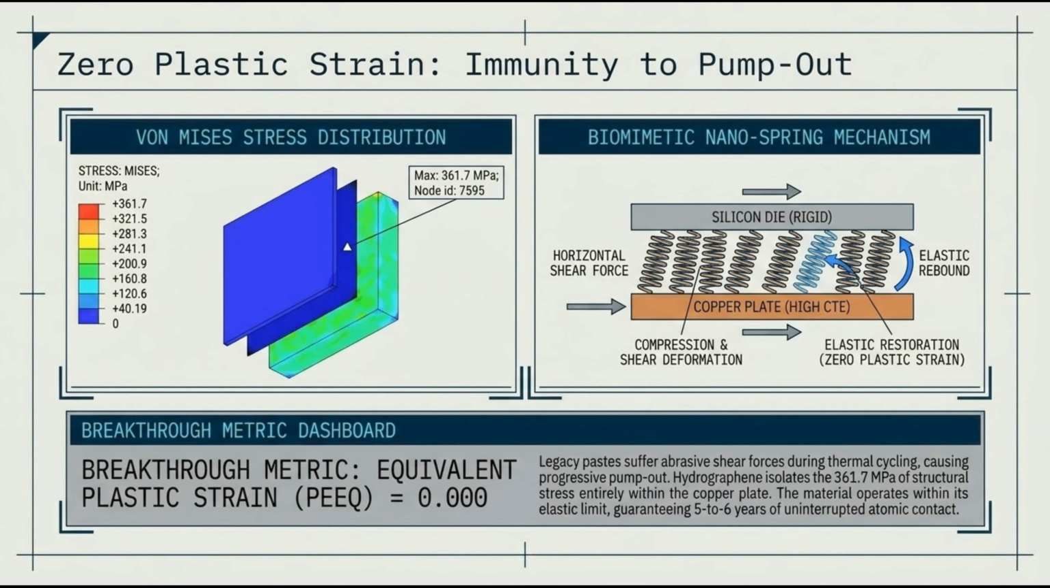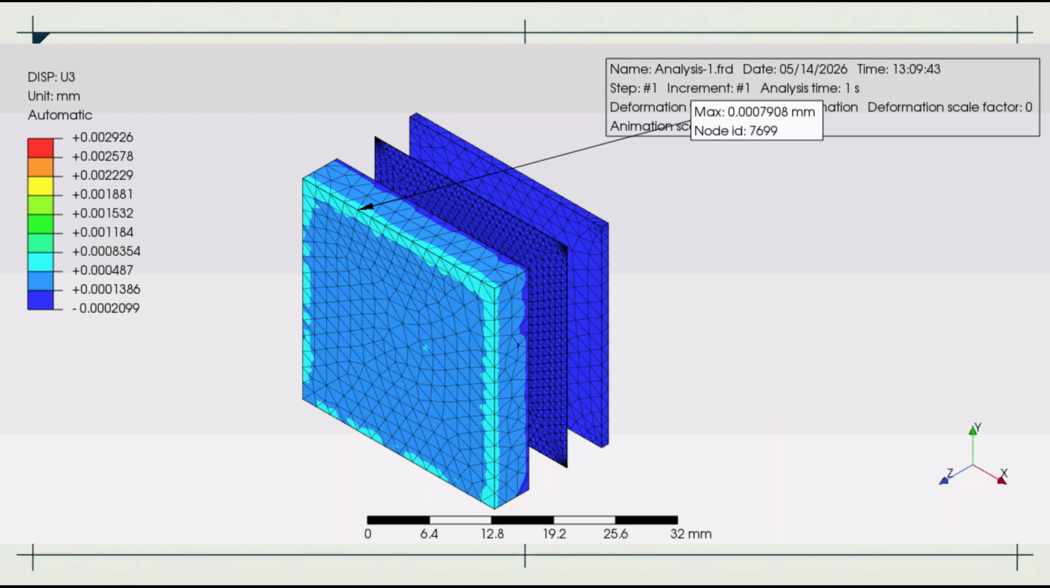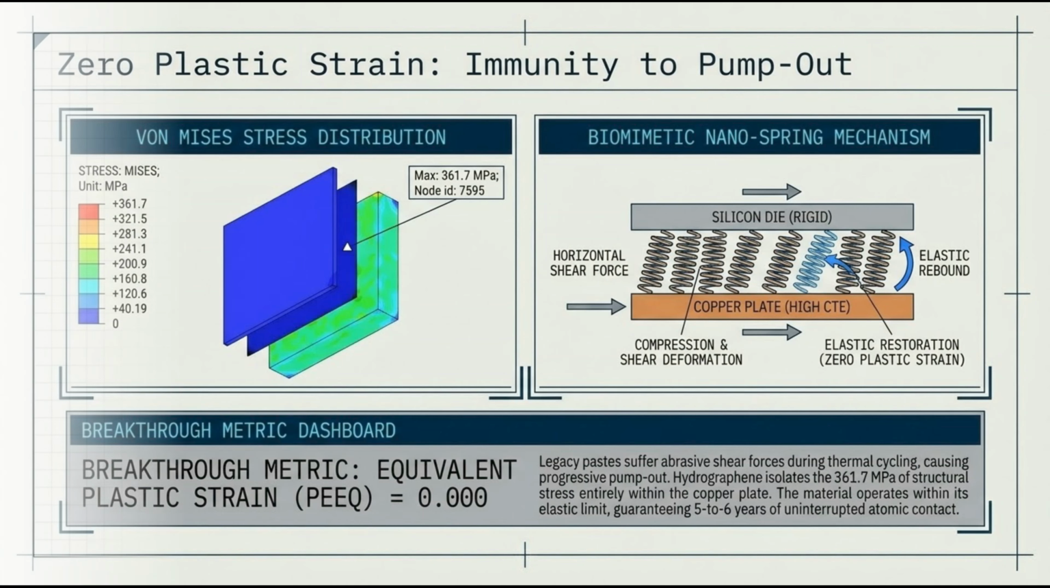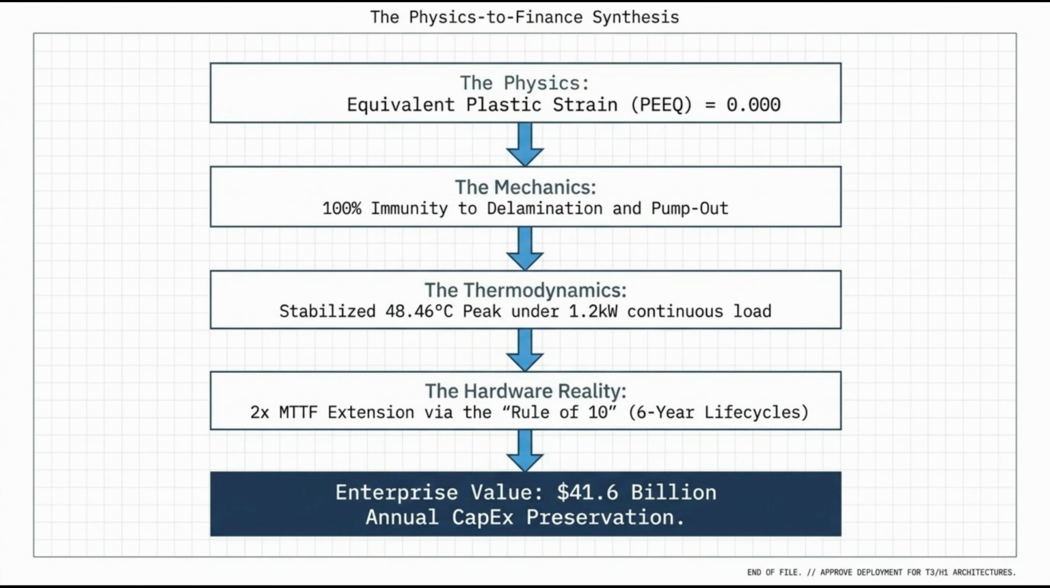Zero plastic strain. Because the hydrographene's biomimetic nanospring architecture is highly compliant, it absorbs mechanical stress elastically. The Phi solver completed the calculation with an equivalent plastic strain, PEEQ, of exactly 0.000, confirming zero permanent structural deformation.